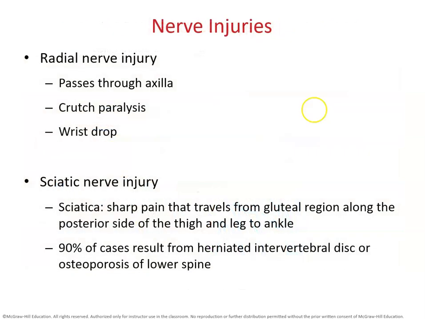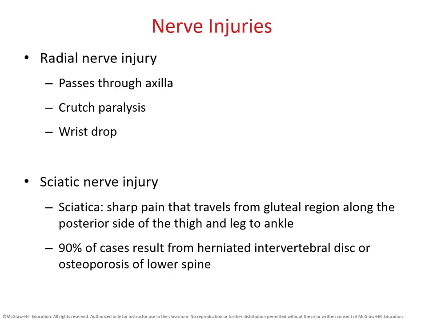So nerve injuries can happen fairly frequently. One common one is the radial nerve injury. So the radial nerve passes through the axilla or the armpit. We see this a lot of times when a person is using crutches for an extended period of time, or if a person is using crutches wrong, like they have the crutches too high compared to their own height. And a symptom of this is the wrist will droop or will be hard to flex back because the nerve has been damaged.